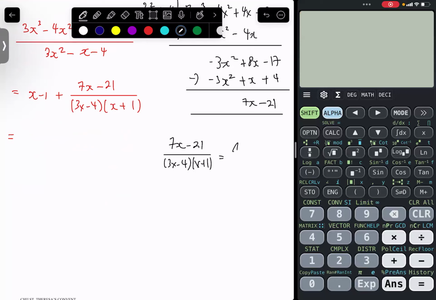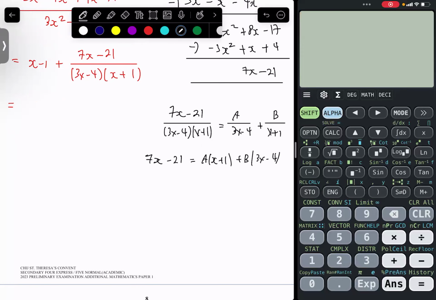equals to A over 3x minus 4 plus B over x plus 1. So 7x minus 21 is equals to A(x plus 1) plus B(3x minus 4). So when x equals to, this one simple, negative 1, we'll have negative 28 equals to negative 7B. B equals to 4.